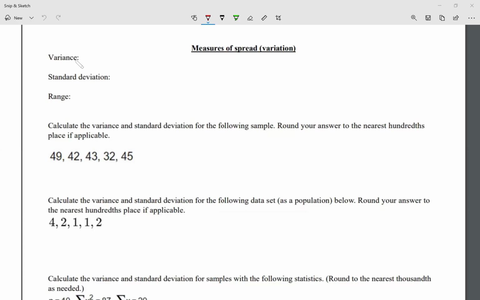Now, the standard deviation is going to be the positive square root of the variance. So again, the positive square root of the variance. We have the variance, just get the square root of the variance, and that's what we call standard deviation.